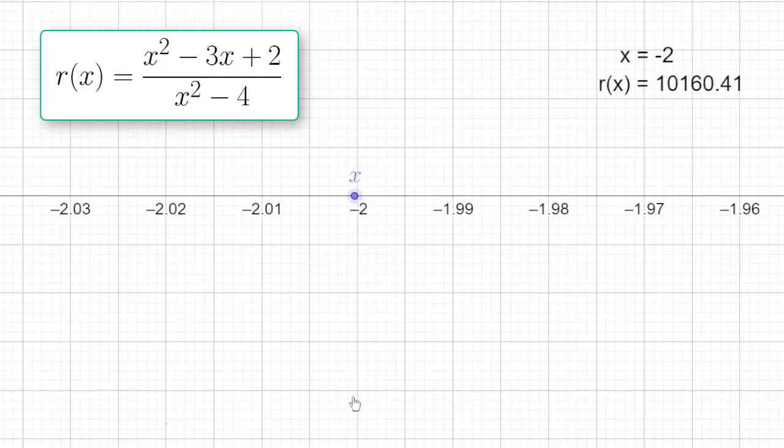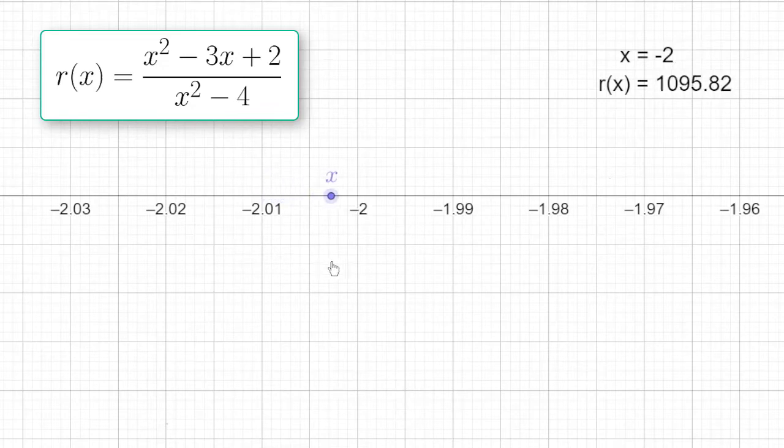Now what if I hop to the right of -2? Well, those are also very big numbers. They get bigger as I get close to -2, but notice they're positive. To the left of -2, I'm negative. To the right of -2, I'm positive. So as I keep going here, the values start to go down again. So something really interesting is happening at -2.